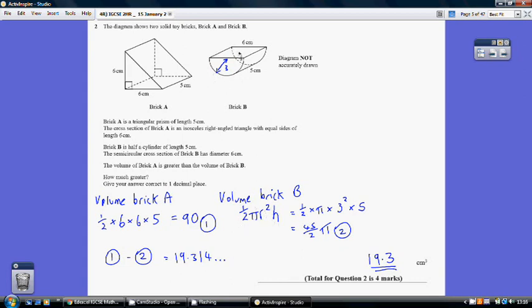Now we're told that that length is 6, the diameter of 6, so the radius is half of this, which is 3. So it's half times pi times 3 squared, the radius squared, times the depth of the prism, which is 5. Popping that into a calculator, we get 45 over 2 pi. Now we're being asked to work out the difference between the two, so it's 90 take away 45 pi over 2, giving us 19.314... So to one decimal place, that's 19.3 centimetres cubed.